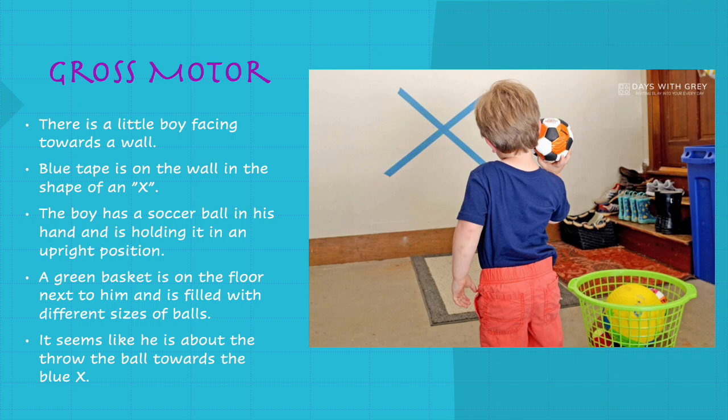In this picture, there is a little boy facing the wall. There is blue tape in the shape of an X on the wall. The boy has a soccer ball in his hand in an upright position. A green basket is on the floor next to him with different sizes of balls, and it seems like he is about to throw the ball towards the X.